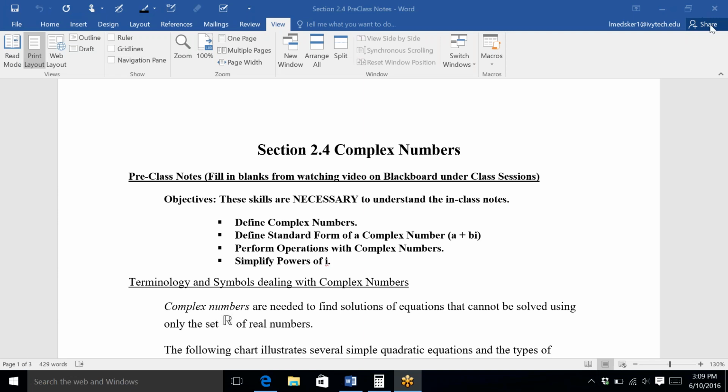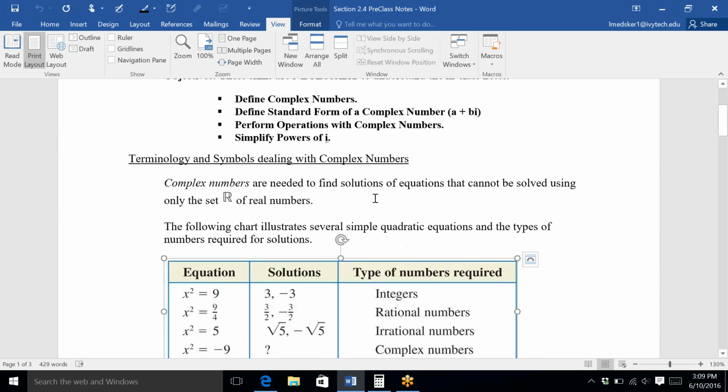This is the section 2.4 pre-class notes. We're going to be defining complex numbers. Define standard form of a complex number, which is written a plus bi. You can see that right there. Perform operations with complex numbers, and then simplify powers of i.